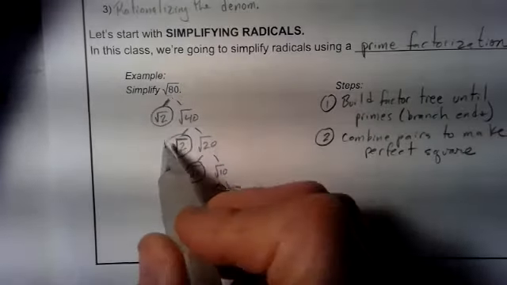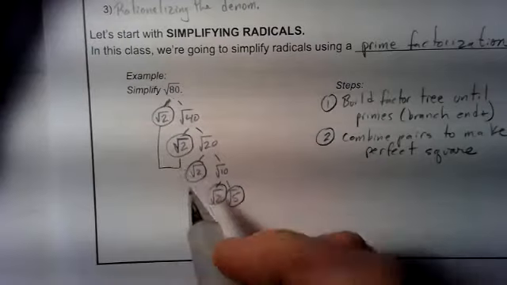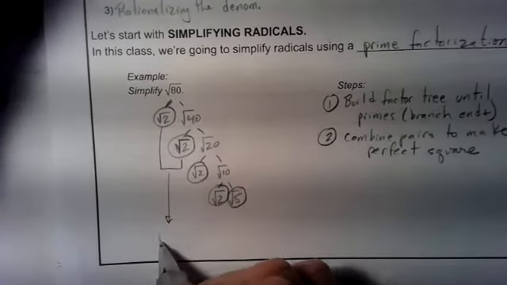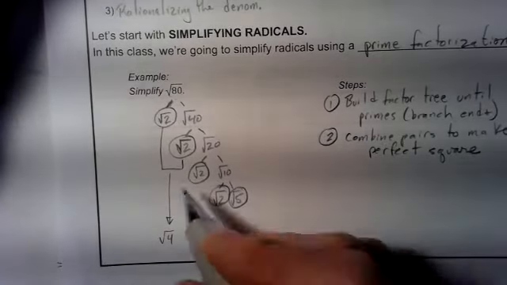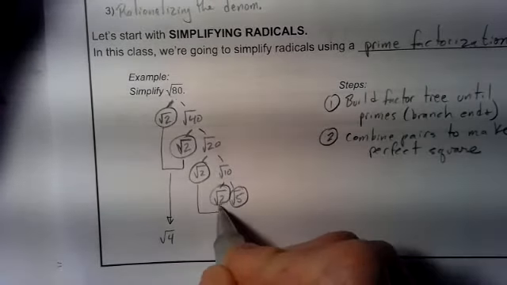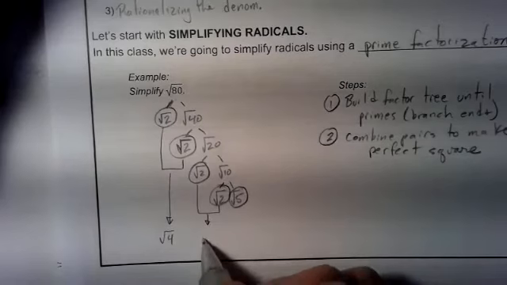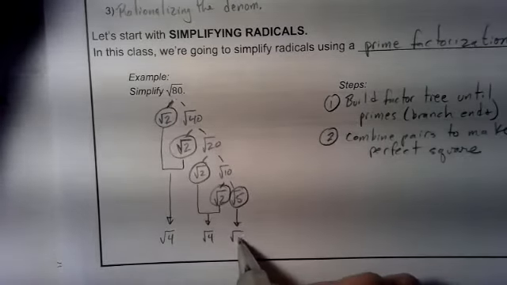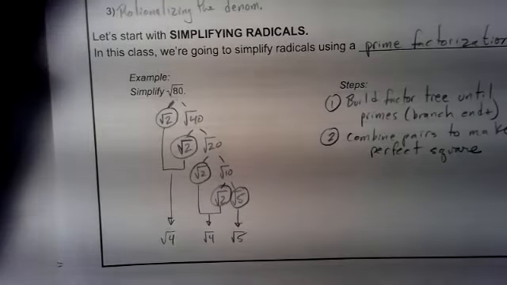Now, I've got pairs of 2's here. So square root of 2 times the square root of 2 is going to come down, and it's going to give me the square root of 4. 2 times 2 is 4. Same thing here. I've got another pair, so I can make another square root of 4. And then my square root of 5 is just by itself. So that's just going to come down. There's no pair with it.